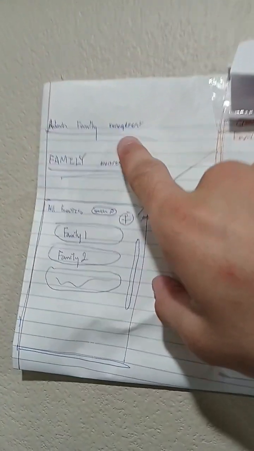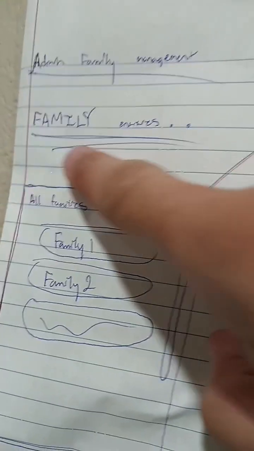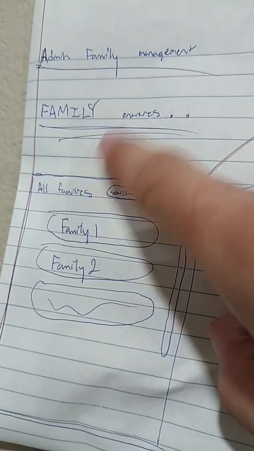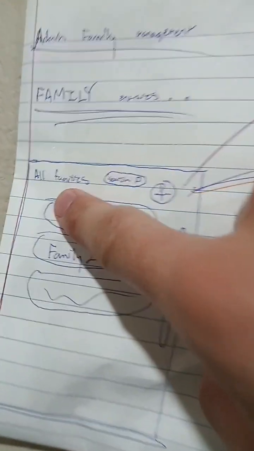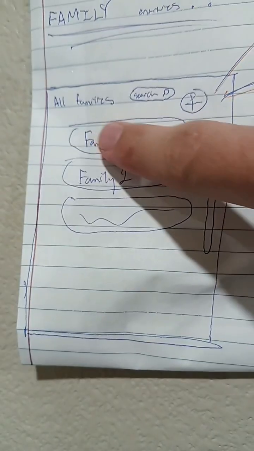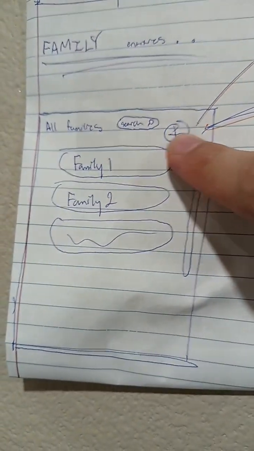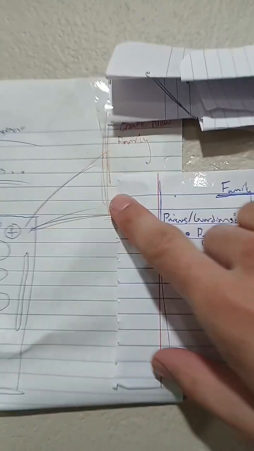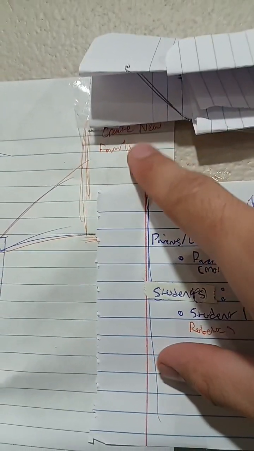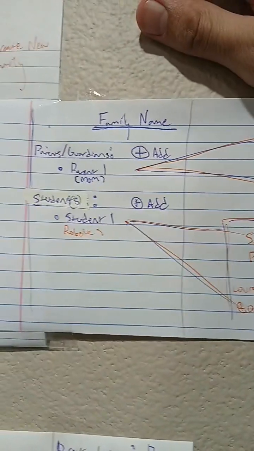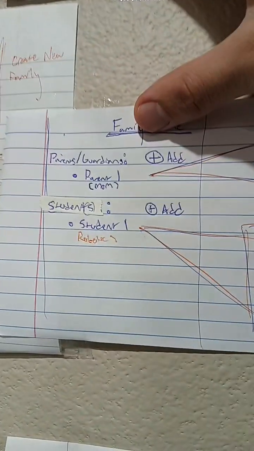So family management, consisting of family entities, would look like this on the screen. Family 1, family 2, family 2. Search, add would look like create new family, and create new family would look like this.